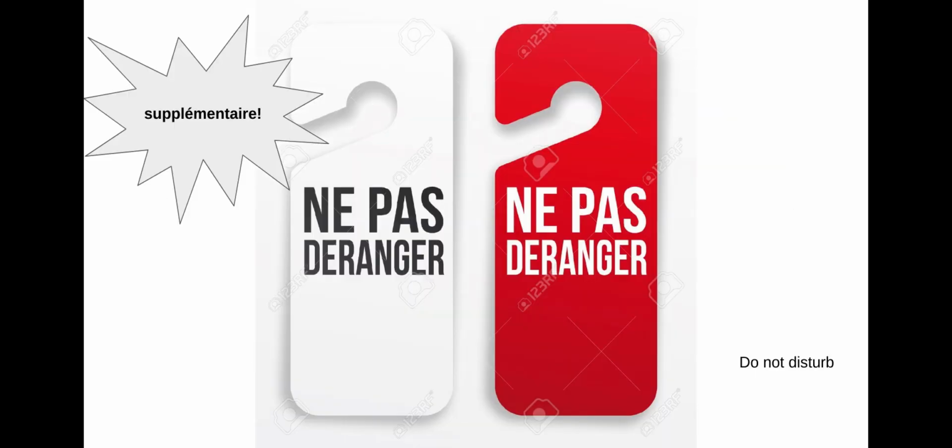Okay, so this is just an extra word. I have a poster that's something similar to this hanging in my classroom. It says ne pas déranger. It just means do not disturb or don't bother. So ne pas déranger, don't bother or do not disturb. So you could say don't bother me, which would be ne me dérange pas. So you got to conjugate that déranger, which is an ER verb.